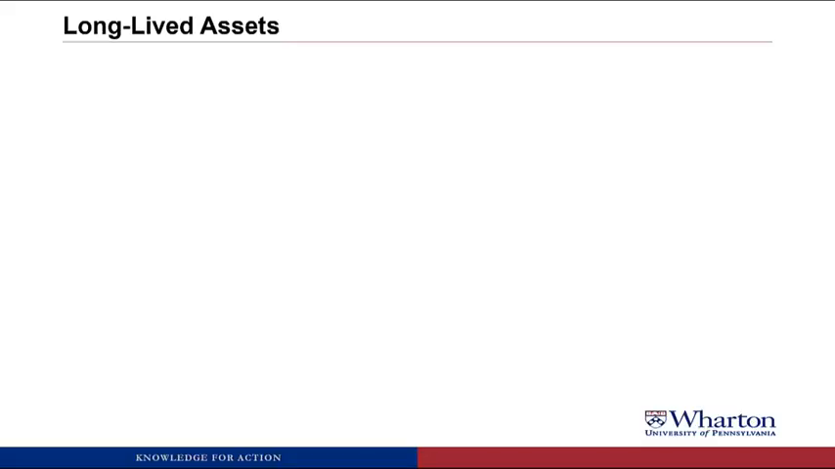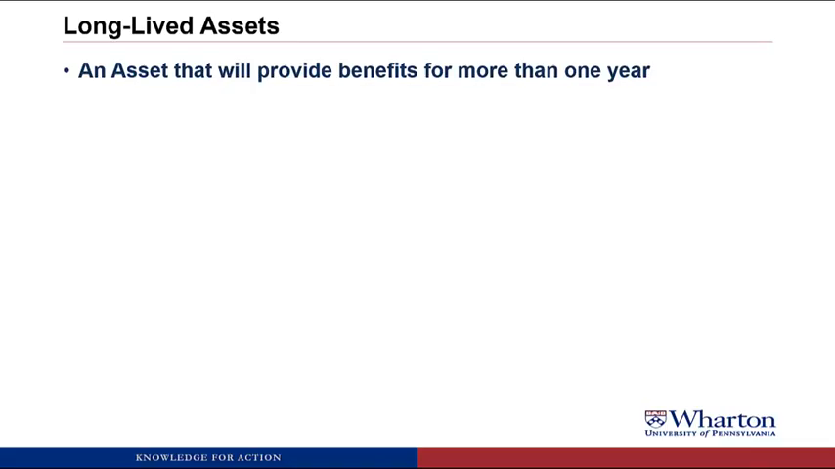I'm going to define a long-lived asset as any asset that's going to provide benefits for more than 1 year. There are two types of long-lived assets that we're going to talk about. First, there are tangible assets. These are physical assets, things like property, plant, and equipment. If you decide to sell one of these on eBay, either somebody would have to come over with a big truck to pick them up, or you'd have to use a lot of shipping costs to send them.